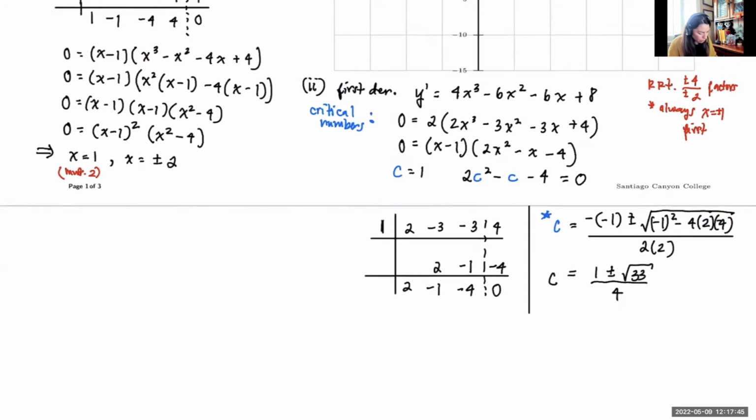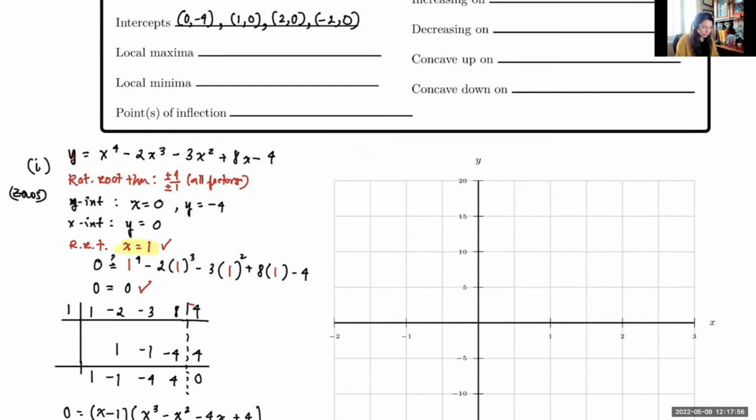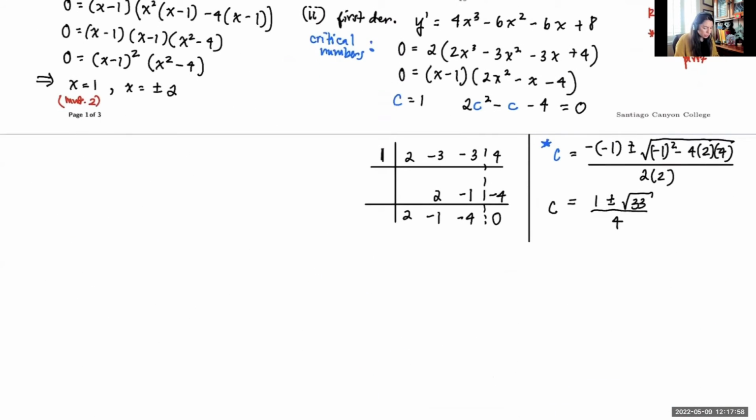Okay, so what we're trying to do, let's remind ourselves, we already did the first part, the algebra part. Now what we're trying to do is find local extrema and the increasing decreasing, which is that first derivative test. So now what we can do is just go ahead and put these on a number line. So if I just put these on a number line here, where I would have the two critical numbers of 1 minus square root of 33 over 4 and 1 plus the square root of 33 over 4.